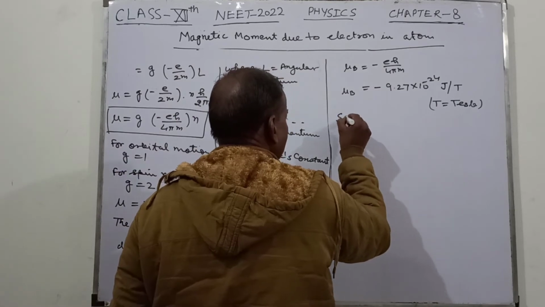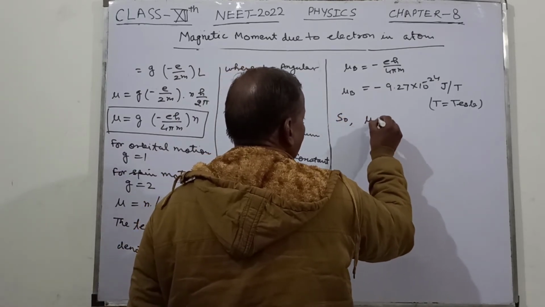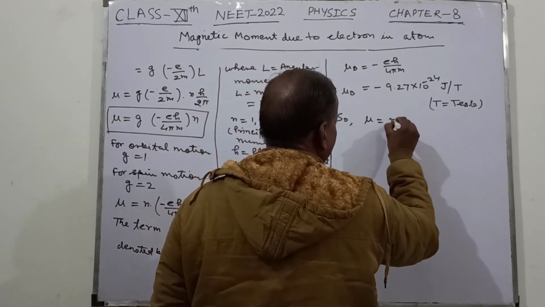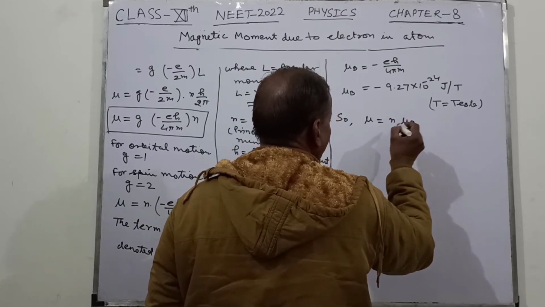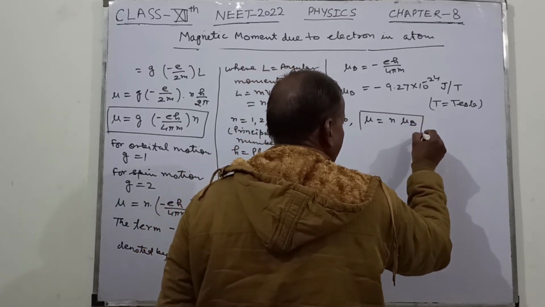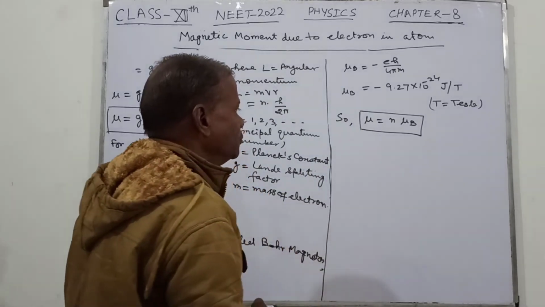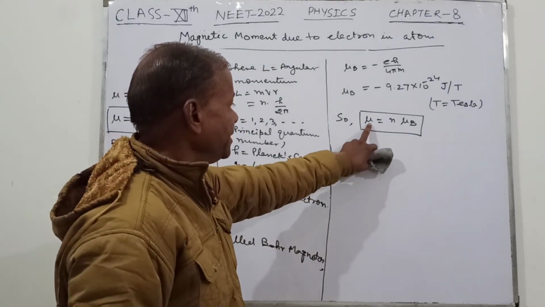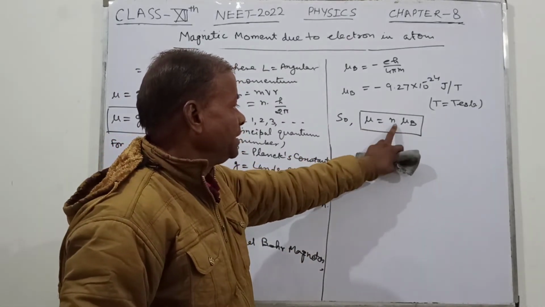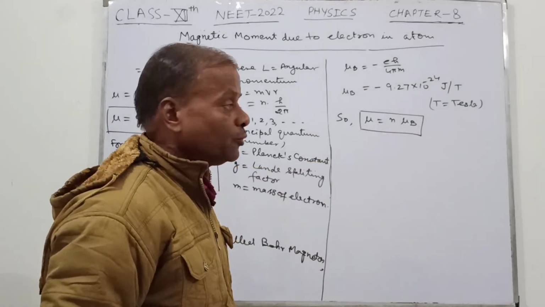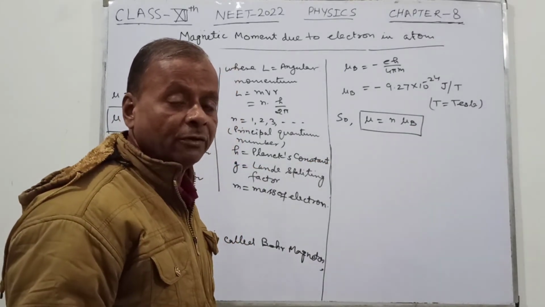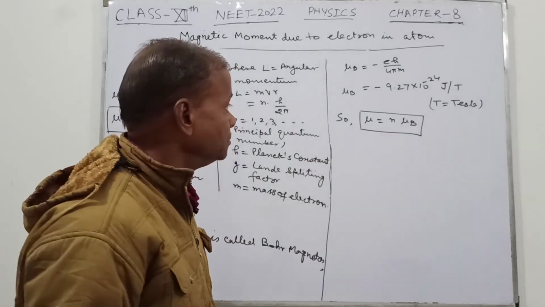Now μ is equal to n into μ_B. So we can say that the magnetic moment is an integral multiple of the Bohr magneton. This is the minimum value of the magnetic moment.